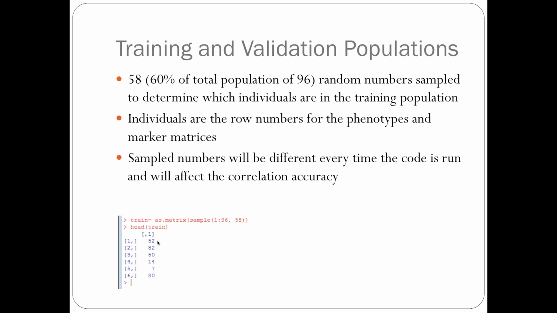This is just the head command, so the first 5 random numbers that were sampled. And so these are the row numbers that we will use in the training population.